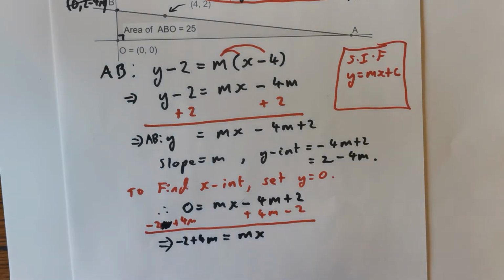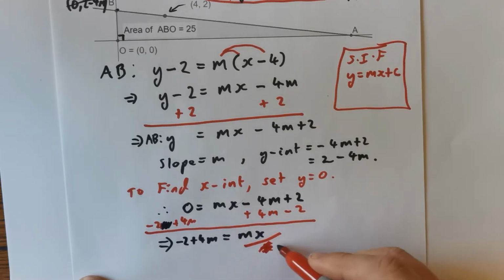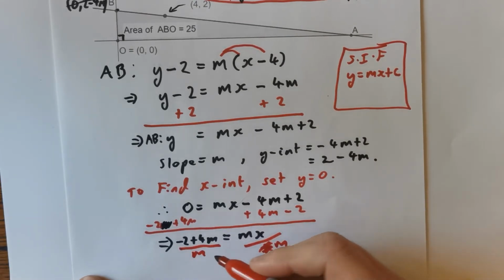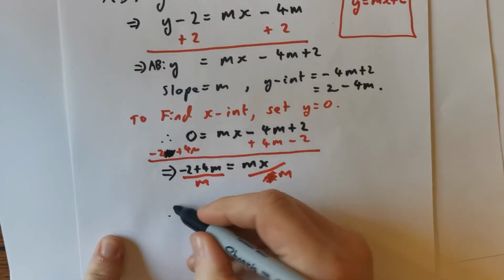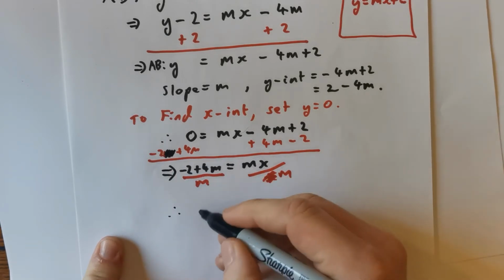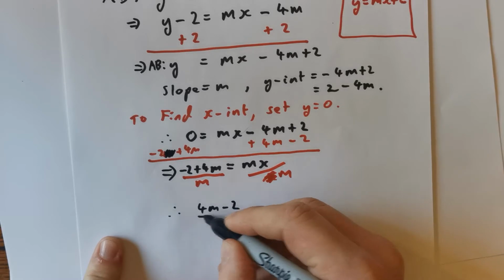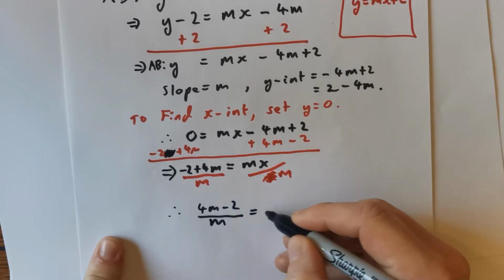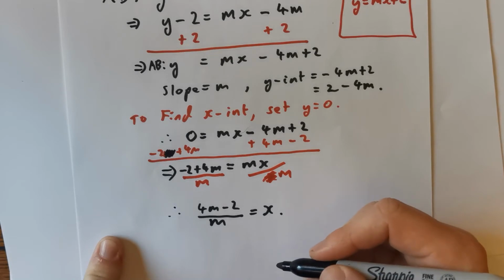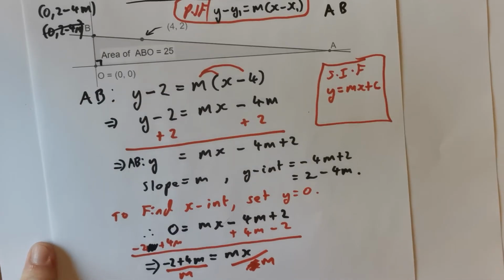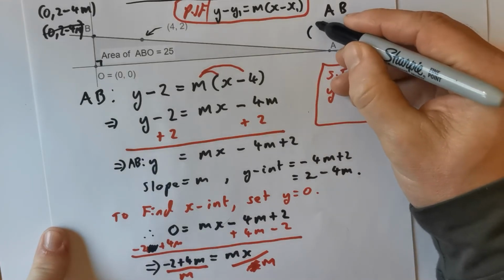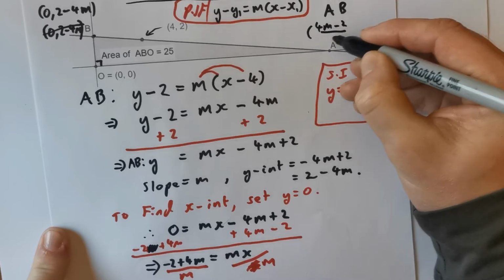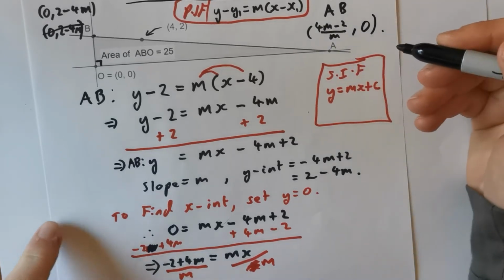Now I want to make x the subject of the formula, so I'm going to divide both sides by m, and that'll give me an expression for x. So therefore we're getting, I'm going to rewrite the top as 4m subtract 2, over m, and that's equal to x. So what does that tell me? Well, my x-intercept at A is going to be the point 4m minus 2 over m, comma 0.